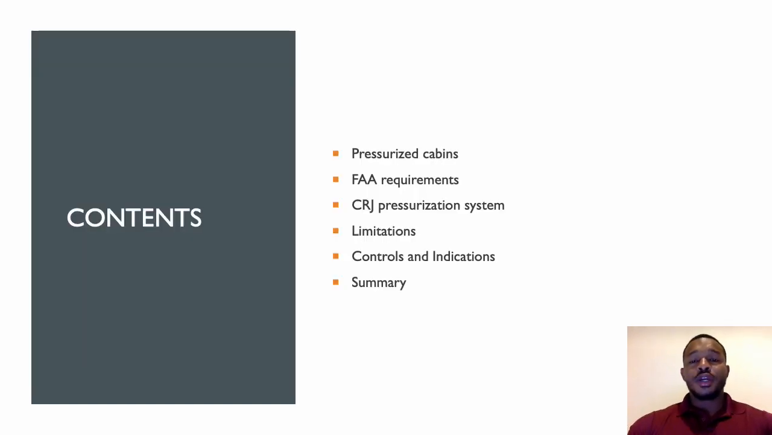Now, we're going to cover a couple different areas regarding pressurization. This is going to be the context of this presentation. So we're going to talk a little bit about pressurized cabins, some of the FAA requirements. We're going to talk a little bit about the CRJ's pressurized system. We're going to go into limitations, and then we're going to go into some controls and phases. And then I'll try to recap some of the reasons I like the pressurization system, and specifically in this CRJ.